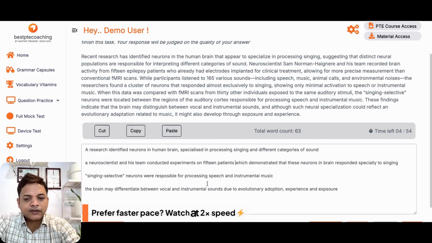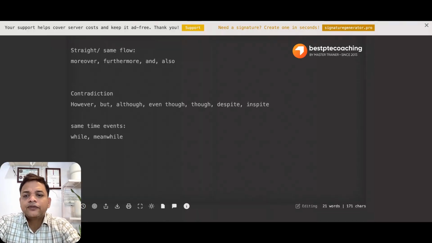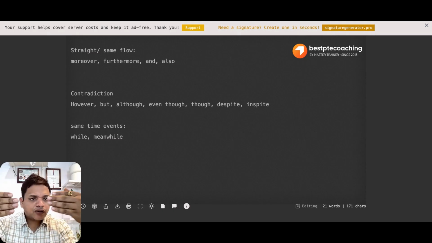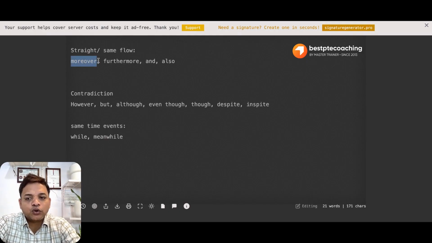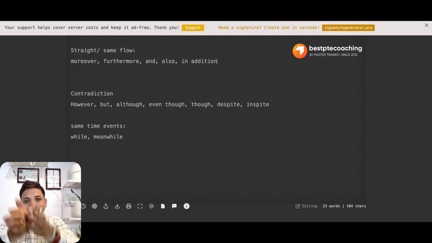Now we have 4 points. These 4 points have to be arranged into one single sentence. So these are 4 different things. In order to arrange them in one sentence, right, we need connectors. Now you see, you could see four sentences on the screen. If sentence 1, sentence 2, or any 2 sentences are in the same flow, these are the connectors we use. Moreover, furthermore, and also, maybe you can write in addition. These are the connectors for same flow.